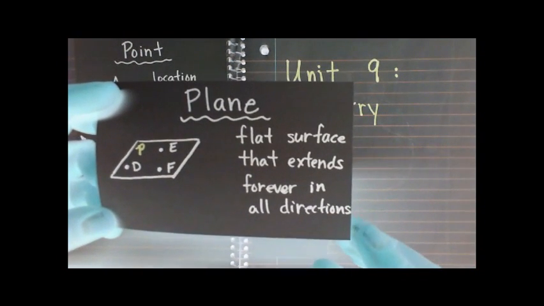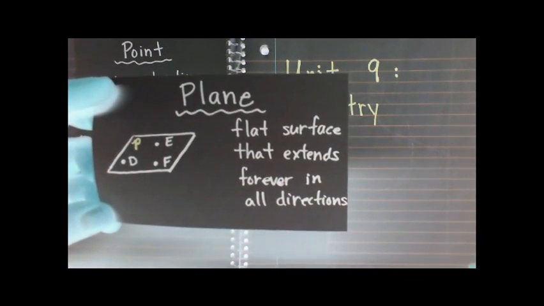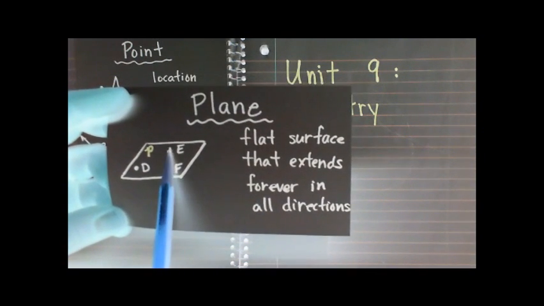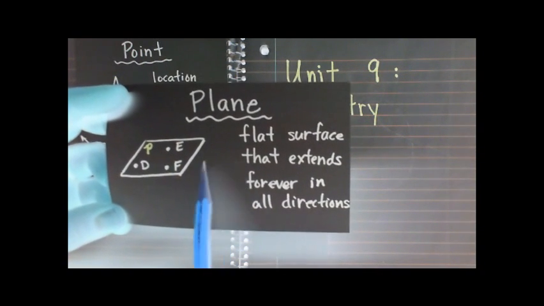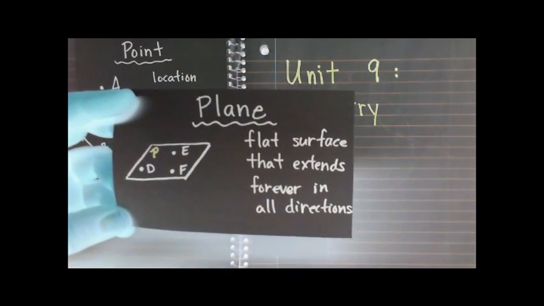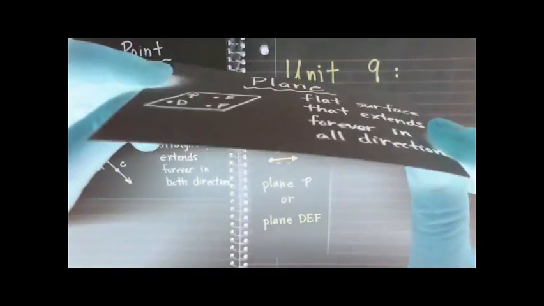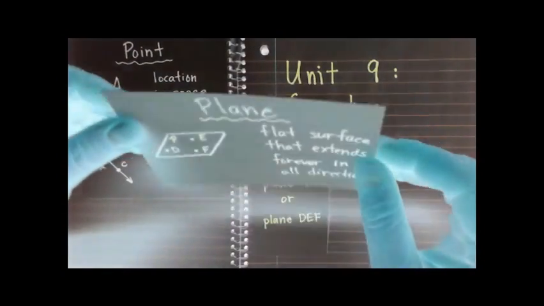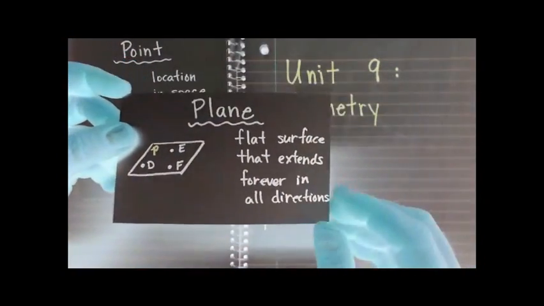Next we have the plane. A plane is a flat surface that extends forever in all directions. So it extends in that direction, this one, that one, and even the corners. In every direction it extends forever. Think of it sort of like this index card, that it's just a flat surface and it goes on forever.